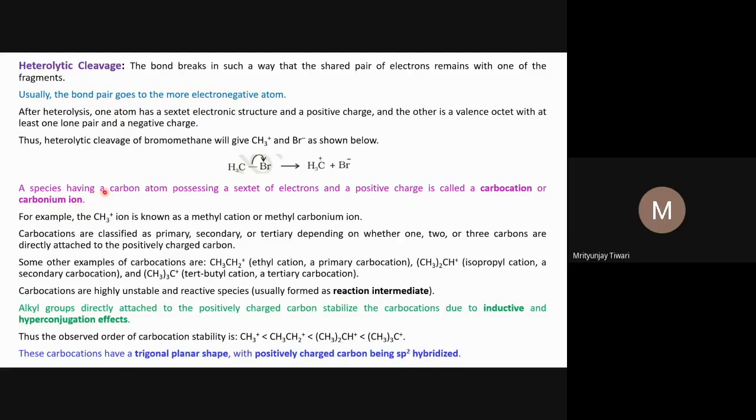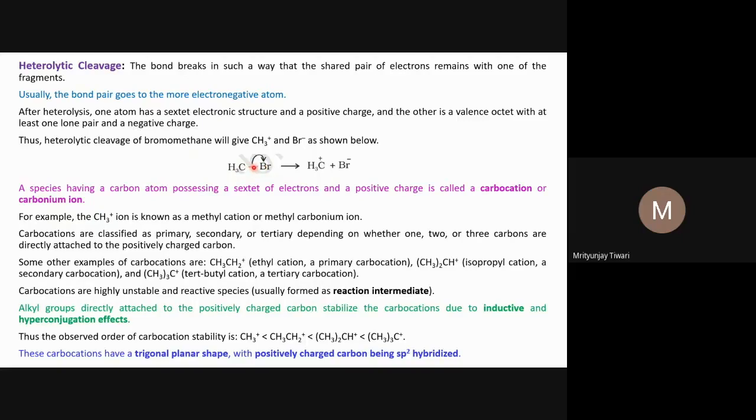So what we see after heterolysis, meaning heterolytic cleavage, is that one atom has a sextet of electrons and a positive charge. This CH3 group has a sextet of electrons. Carbon has only six electrons in its valence shell. So this is called the sextet condition. In this molecule, carbon has 8 electrons, 2 from the sharing. Actually, the carbon atom has 4 electrons in its valence shell and gets 3 electrons from the sharing with 3 different hydrogen atoms. So 3 more electrons, 7 electrons, and 1 electron it gets from this bromine.